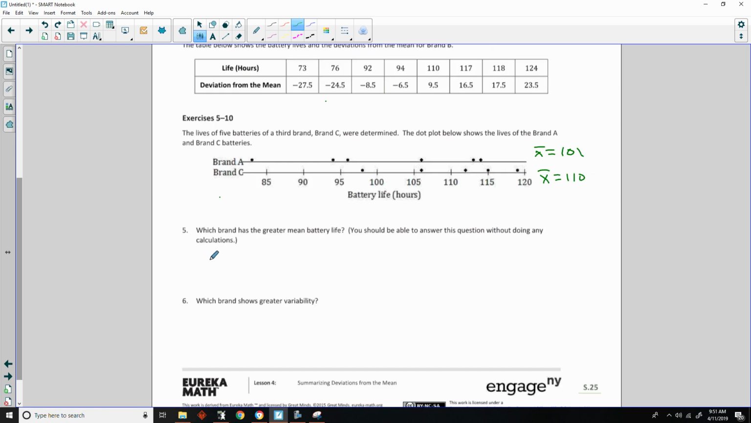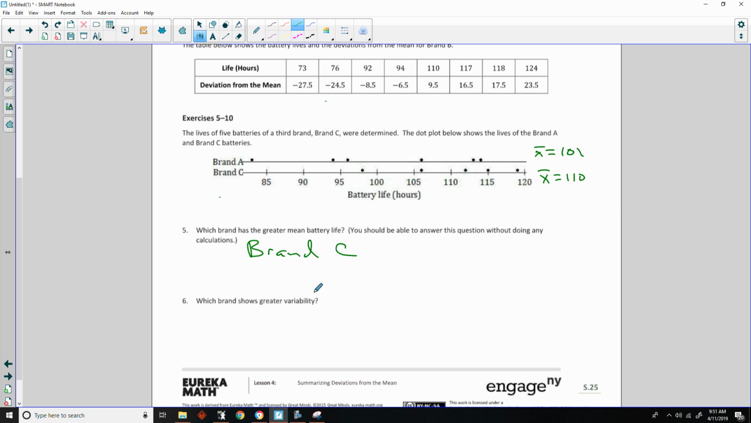Okay, which brand has the greater mean battery life? Brand C. You should be able to answer this question without doing any calculations. The reason is that the smallest value is here and they're all greater over here. So I know that the average of these should be somewhere in the middle of this group from here to here, and the middle is right around here, and sure enough it was 110.